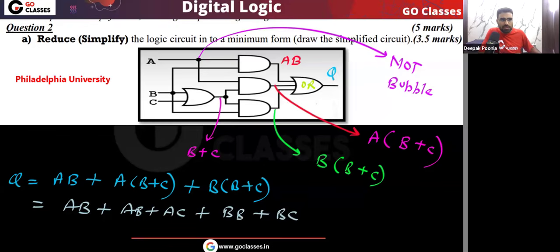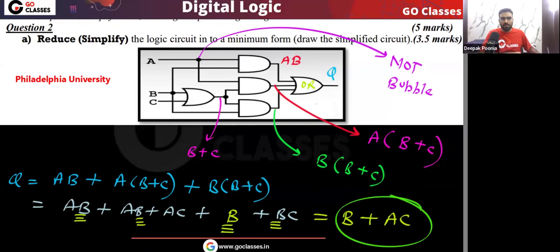Now remember, what is BB? That is same as B. So here I can write B. Now remember, this B I have here, this B I have here, here also, here also. So I can apply the absorption rule, and that will become B or AC. That's it. Because we are applying the absorption rule. So B or BC, that will become B. B or AB, that will become B. B or AB, that will become B. So finally B or AC. This is the simplified expression.